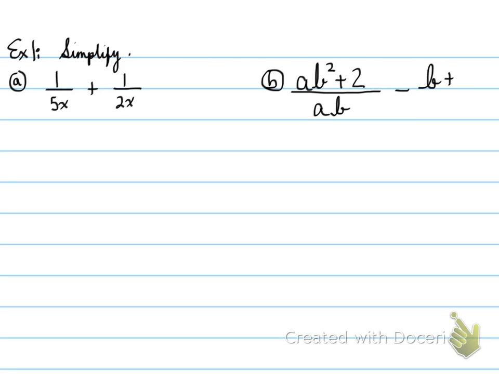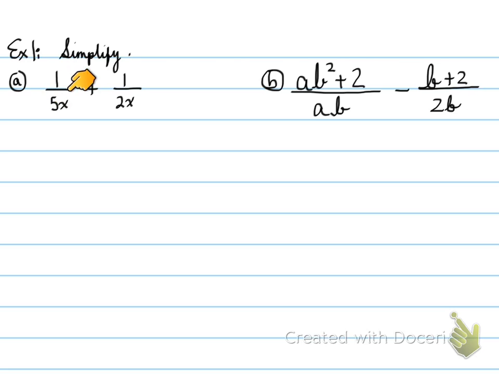All right, example 1. You're asked to simplify the following. 1 over 5x plus 1 over 2x, and then you have a second one over here. So let's look at the first one. What will be the common denominator here? With 5 and 2, the common denominator will be 5x and 2x.